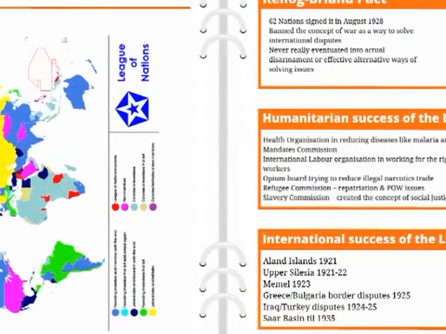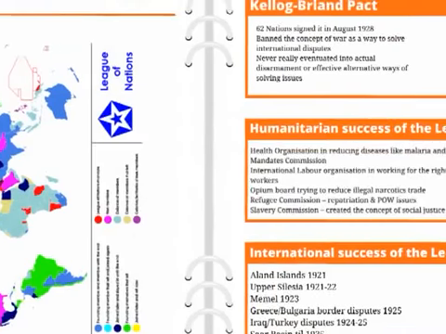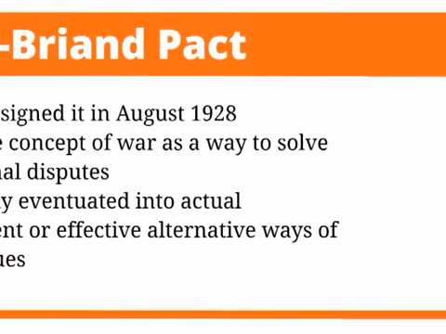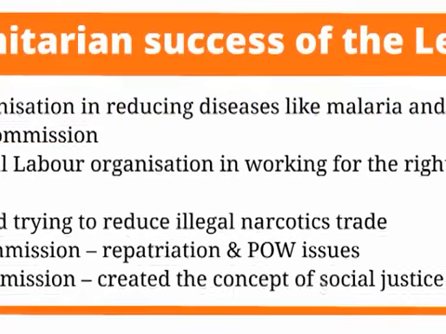Now, a couple of things the League of Nations did, some very successful, others most certainly not. The Kellogg-Briand Pact was signed by 62 nations in August 1928. It basically said we shouldn't have war anymore, and nothing ever happened because of it, so we'll move on.